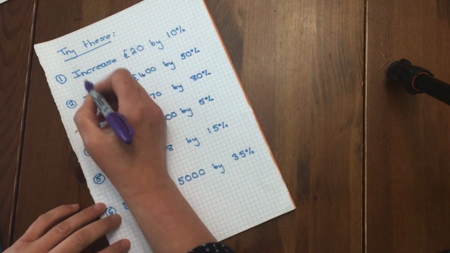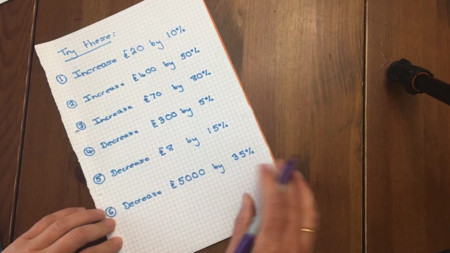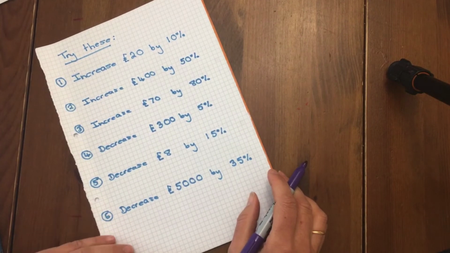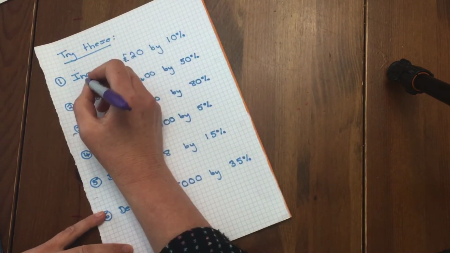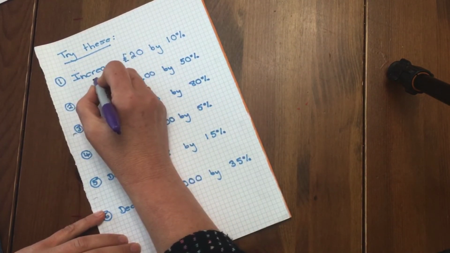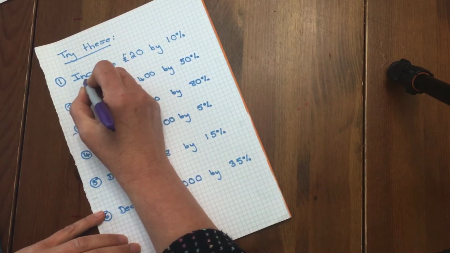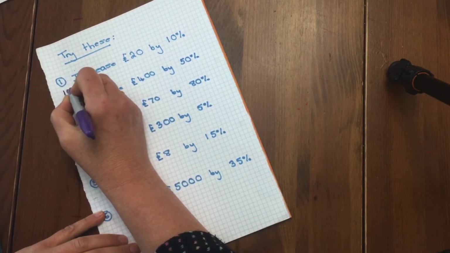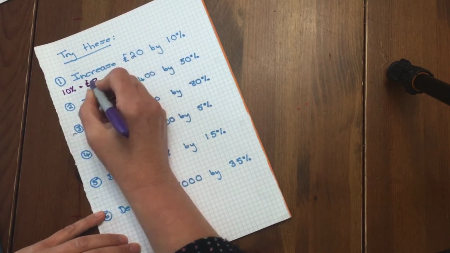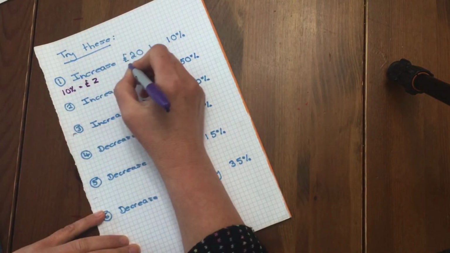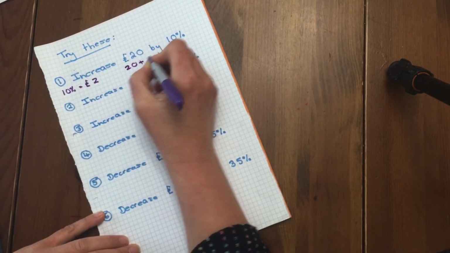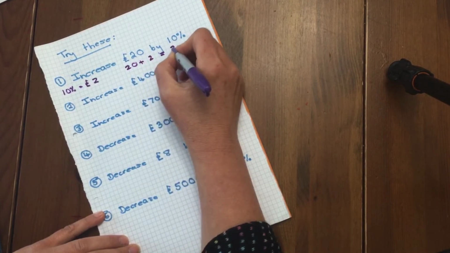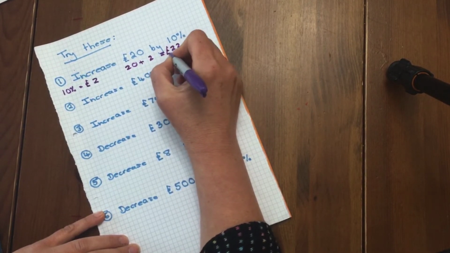Now the first 3 are all increase, the second 3 are all decrease. So let's look at these first 3. I'll start off with finding out 10%. So 10% will be 2. I'm increasing, so in my original, add my 10% will be 22.